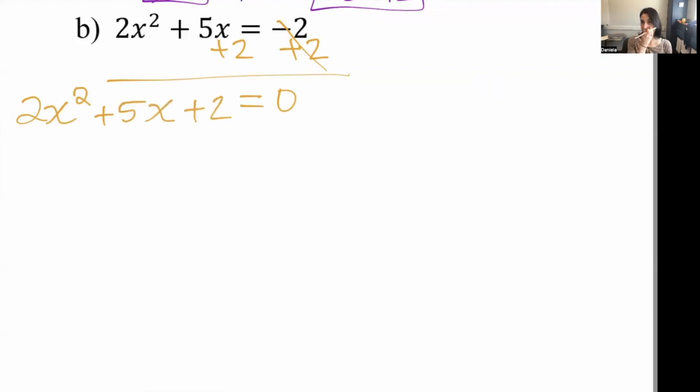Now we have the equation set equal to 0. So we're going to factor that. Again, it's 3 terms. The highest exponent is 2. So this is promising to be the AC method.